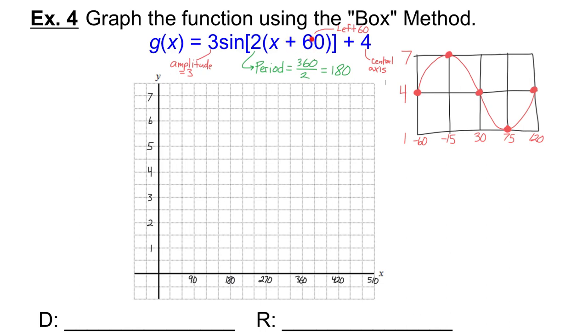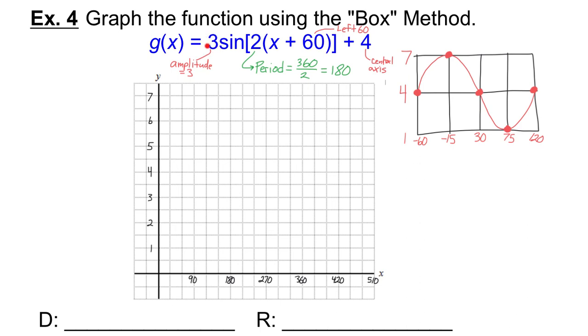The D value says I move the graph left 60, so instead of starting at 0, I'm going to just start at minus 60. K is 2, which means the period is 360 divided by 2, which is 180. So from the start to the end of the cycle, I'm increasing by 180. So if I'm starting at minus 60, add 180, I end at 120.